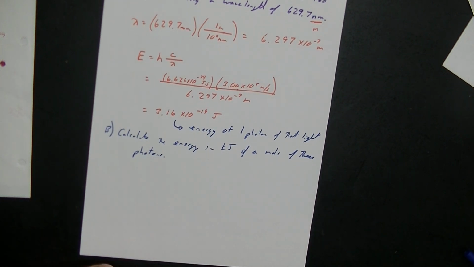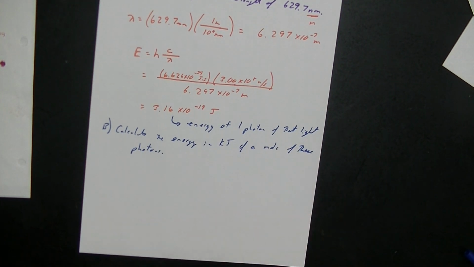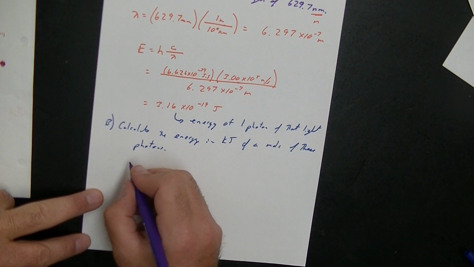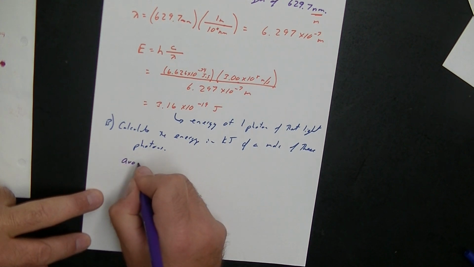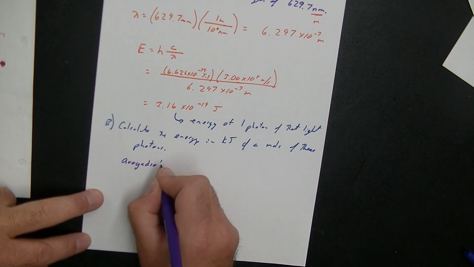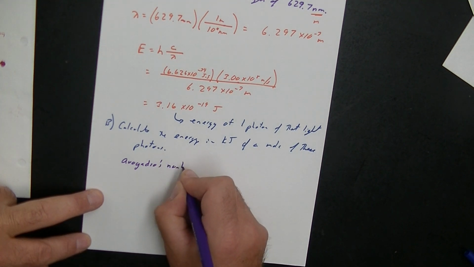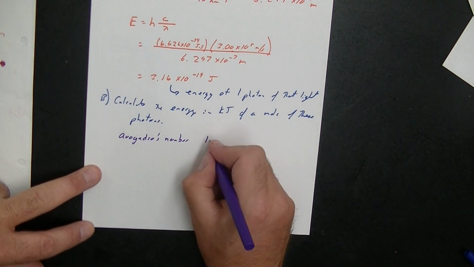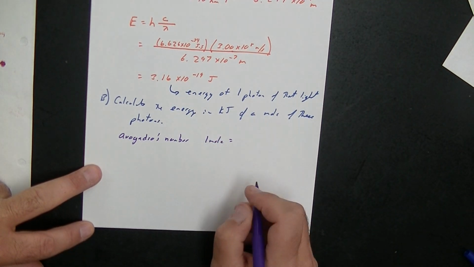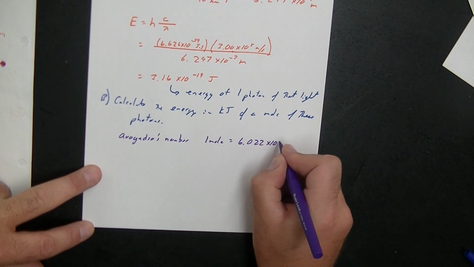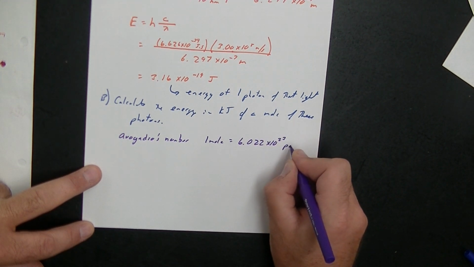There's a couple things that I want to remind you of. How many particles are in a mole? Because we do need to know that. And that's Avogadro's number. So for those of you that don't remember, 1 mole of a substance is equal to 6.022 times 10 to the 23rd particles.